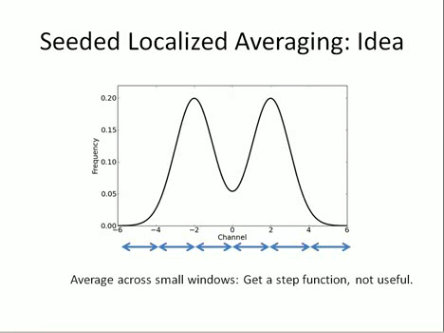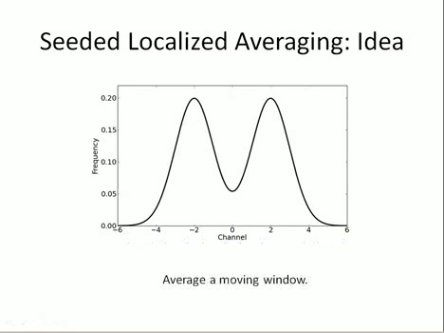So the next idea one might try is averaging across small windows. Here we've split up the channels into small windows and we're just going to average events that fall inside of each window. But if we do that, then for each window we're just going to get a single value, and so that takes this original spectrum and turns it into a step function, and that's also not very useful. And so the basic idea of seated localized averaging is that we're going to average across a dynamically moving window.